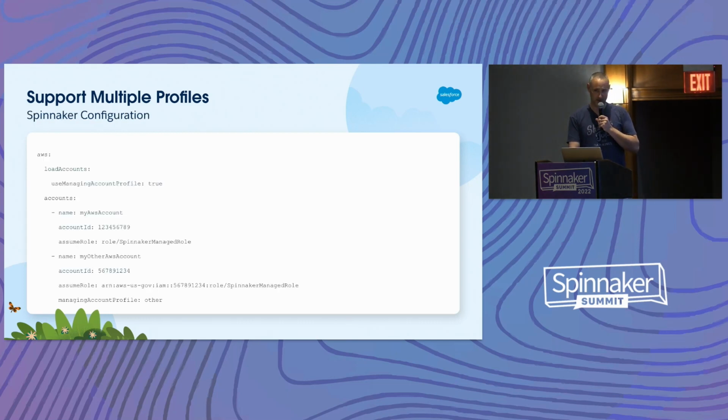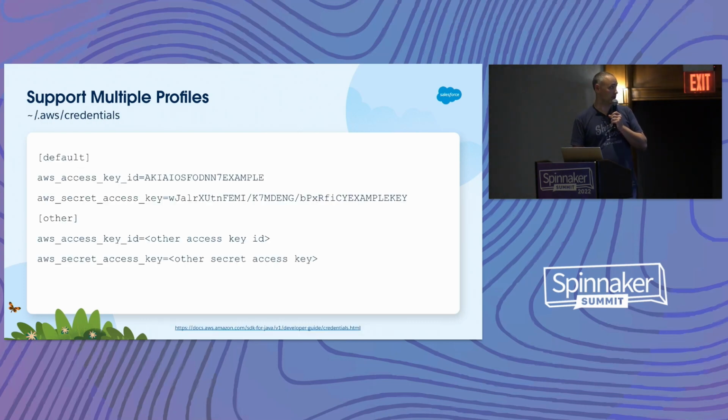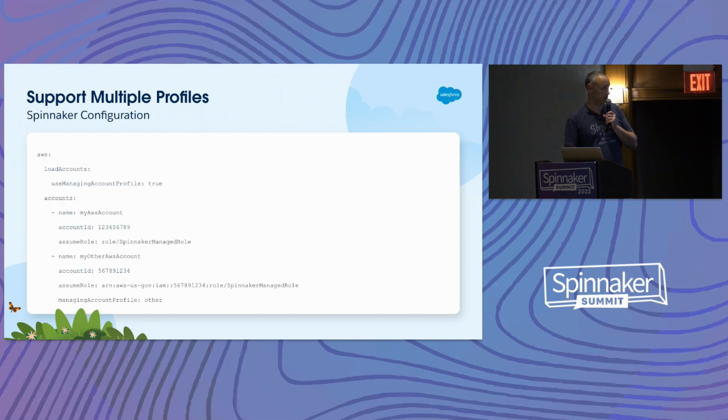I don't know how many of you spend your lives looking at these kinds of configuration files, but this is a set of CloudDriver configuration. We added a feature flag. That's the use managing account profile at the top. You can see the original account, a commercial account, the first one, my AWS account. And then there's the new one at the bottom, my other AWS account, that specifies the managing account profile as other, which connects back to the other here and the other here. You do these things, and you get that picture with one Spinnaker instance and target accounts in multiple partitions.